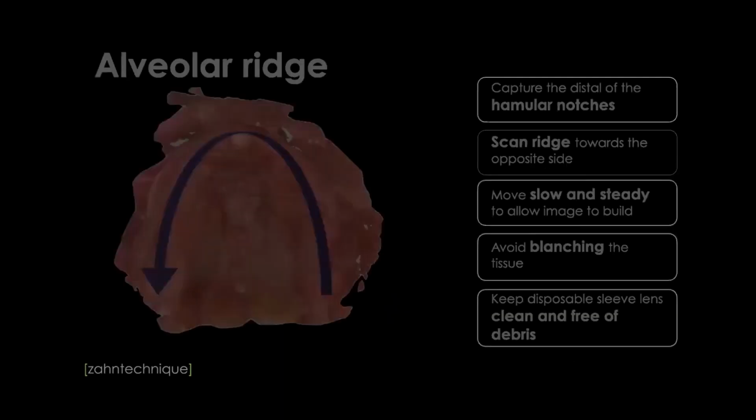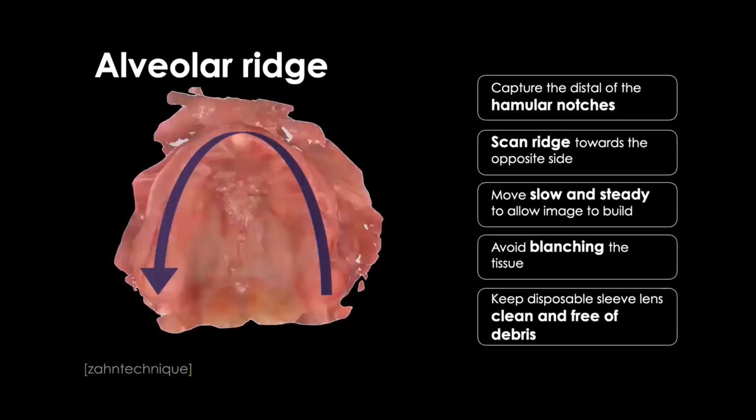So the next step is you start on one side of the ridge and go to the other side, right? You scan, you capture the distal of the hamular notches. That's very important. We need them. Again, these are landmarks. Scan the ridge toward the opposite side. Move slow and steady to allow the image to build. Avoid blanching the tissue. Keep disposable sleeves and lens clean and free of debris. That's very important, right? That your lens has to be clean. Otherwise, you're getting some disturbance on scanning.